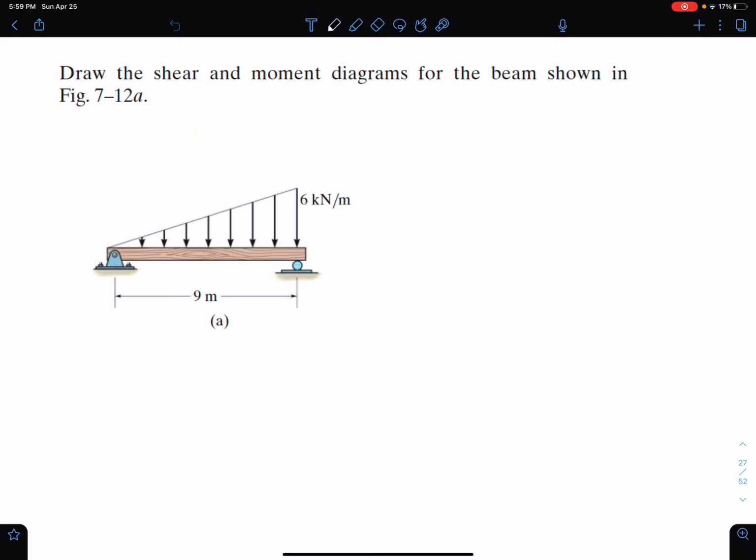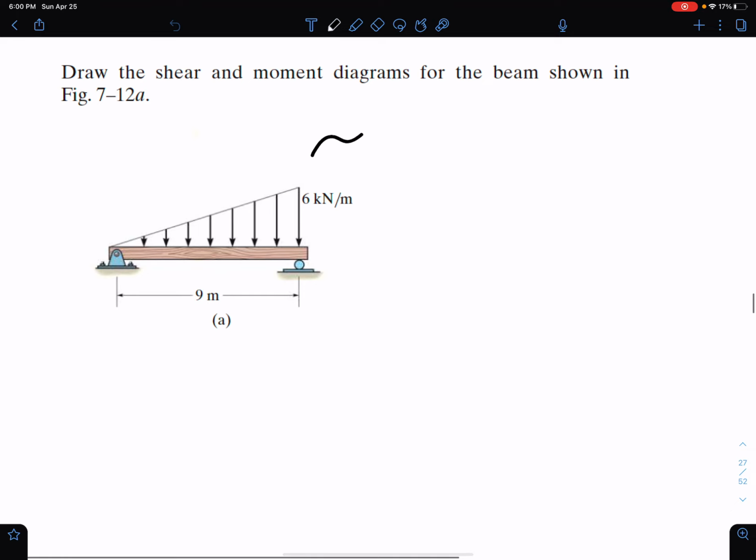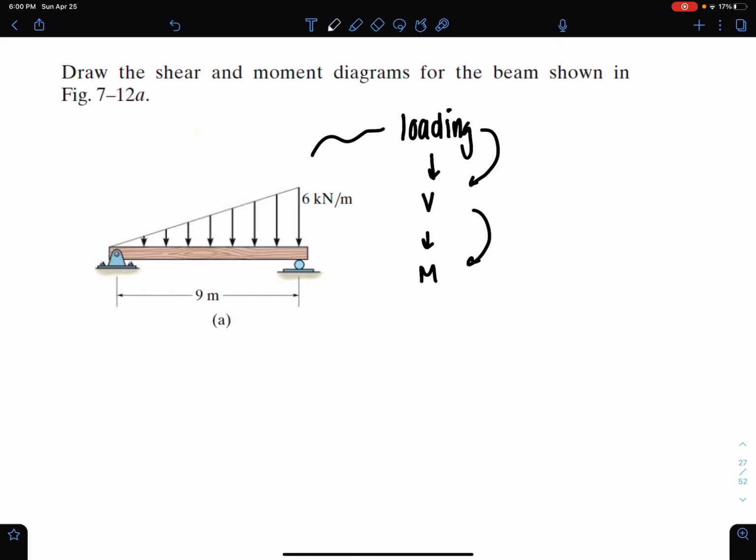And by now, from the previous examples and discussion that we've been going through, we kind of understand the relationship between the loading on a beam and the shear and the moment, right? The moment is the integral of the shear and the shear is the integral of the loading. So they all kind of go in this consecutive order.